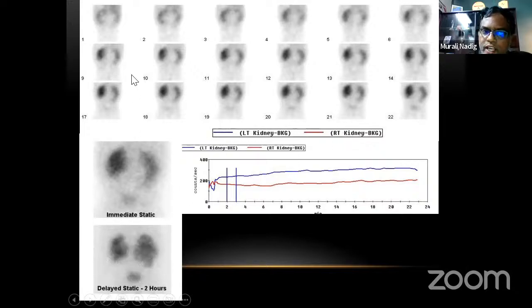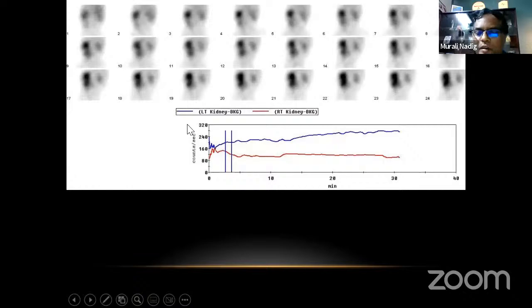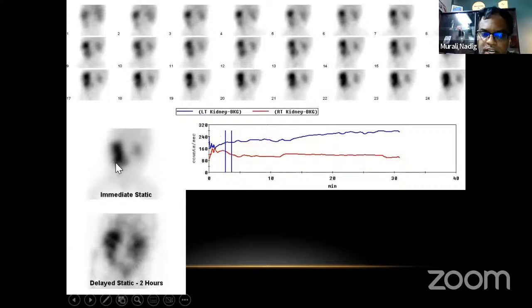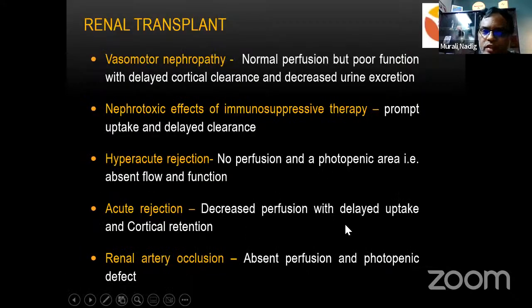Ureters are not seen. You can see concavity initially, which becomes convex later. So the cortical tracer transit is also delayed, and there is progressive accumulation with persistent obstruction. It's bilateral PUJ obstruction. So this is another case with bilateral VUJ obstruction. The patient had a clamp initially. So pelvic calyceal to ureteric clearance was not happening, but once the clamp was removed, ureteric activity was seen.